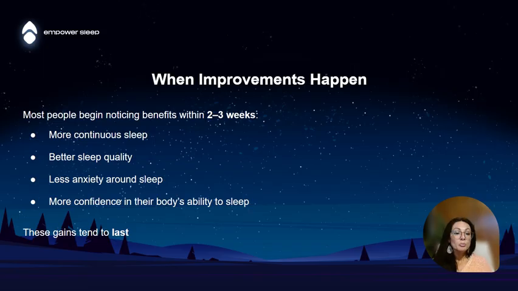So when do improvements happen? Most people begin noticing benefits or improvements within about 2 to 3 weeks' time, and this is only if they've been very consistent in their sleep compression schedule. Now, typically improvements are more continuous sleep, better sleep quality, less anxiety around sleep, and more confidence in their own ability to actually sleep. Now, we do find that these gains tend to last longer, especially when compared to some of the more short-term, quick fixes.